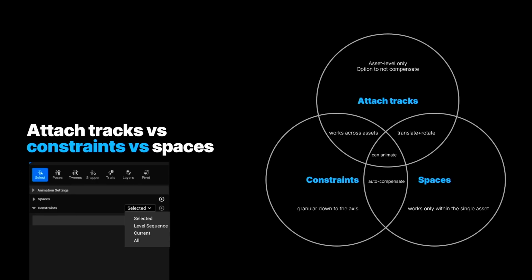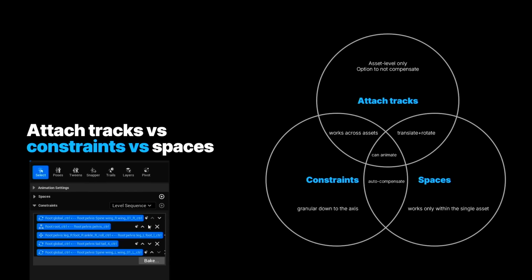And the other thing that can trip people up is that when you have multiple constraints in a scene, the selected dropdown is on by default, and it's just going to show you the constraints on your currently selected objects. And that can be changed to view all the constraints in your level sequence or all, which could include constraints that are coming from your level that your level sequence opened in.